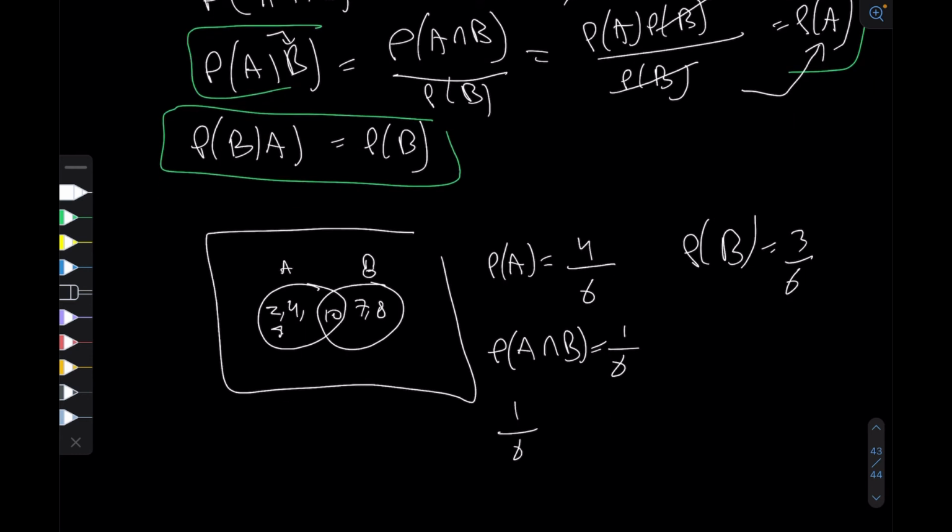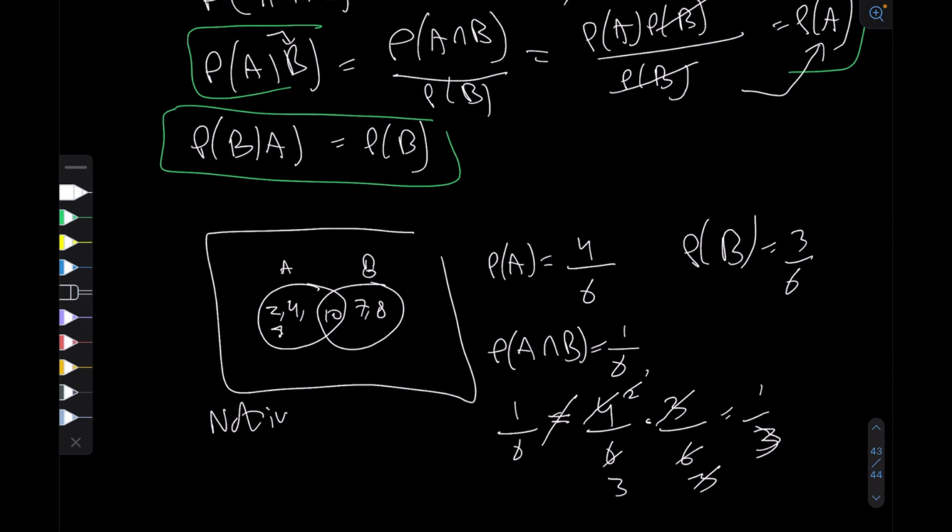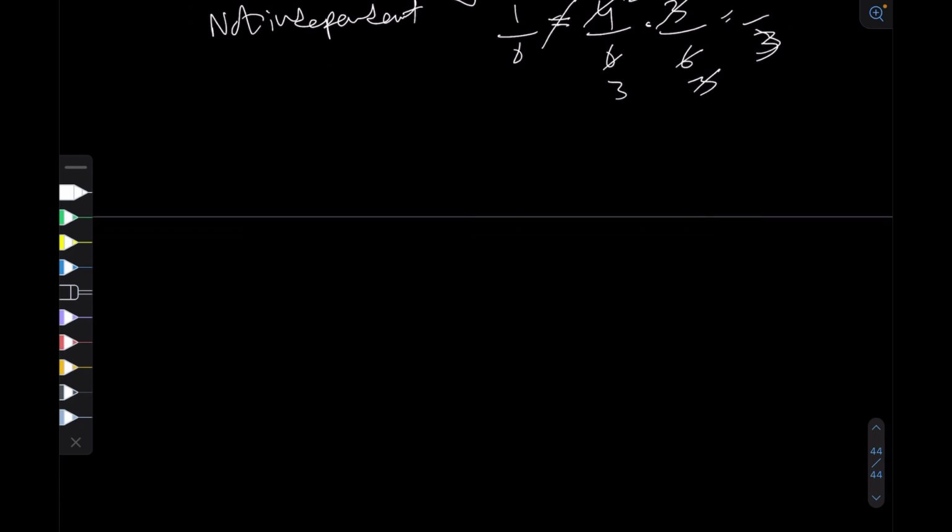Now is 1 over 6 equal to 4 over 6 times 3 over 6? Let's see, 2 over 3, this cuts, 1 over 3 is equal to 1 over 3. Now we know 1 over 6 is not equal to 1 over 3, so we can conclude that these two events are not independent. To give you another situation, let's say I'm playing a game and the probability of me winning round 1 is 0.5, and me not winning round 1 is of course 0.5.